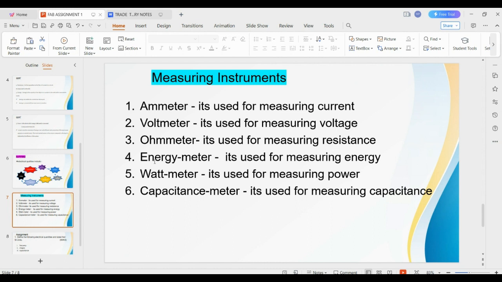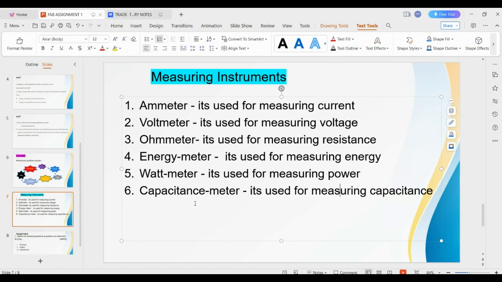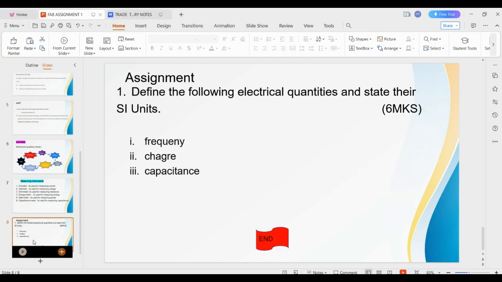We have the energy meter, a measuring instrument used for measuring energy. We have the wattmeter, a measuring instrument used for measuring power. We have the capacitance meter, an instrument used for measuring capacitance. So that's all we have.